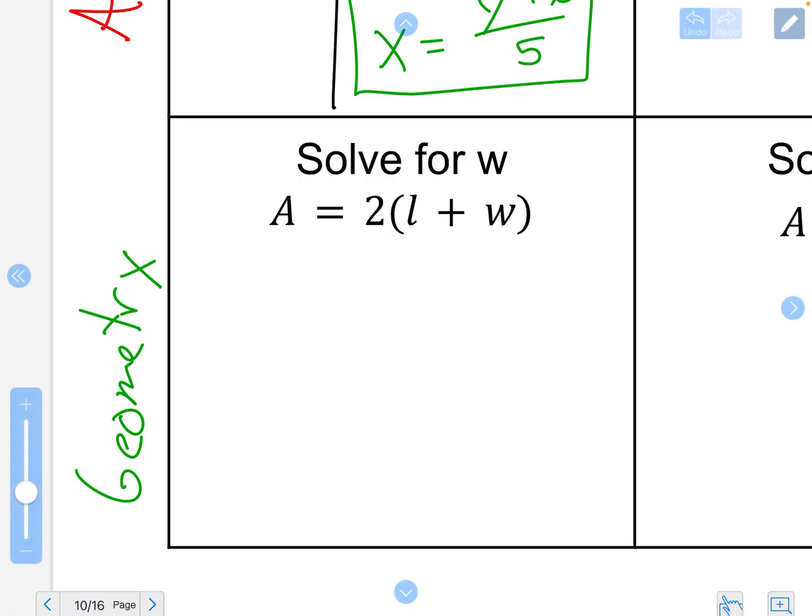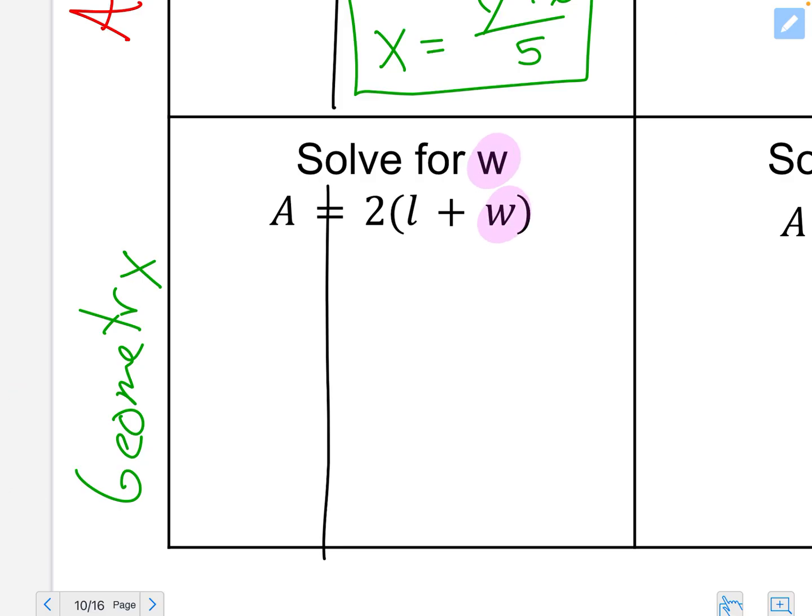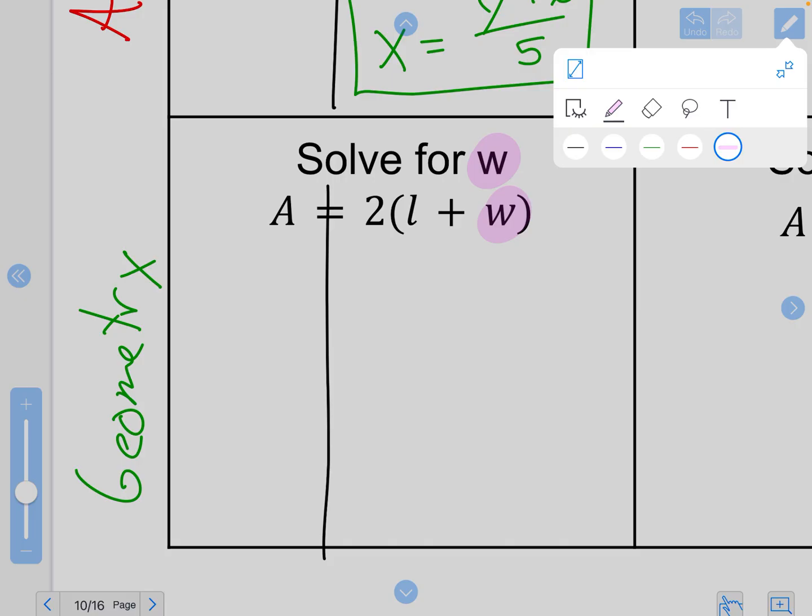All right, these problems here are all going to be from geometry. So when you get to geometry next year, you're going to be expected to be able to do solving literal equations so that you know how to rearrange formulas and find missing parts of formulas. So here it wants us to solve for W.